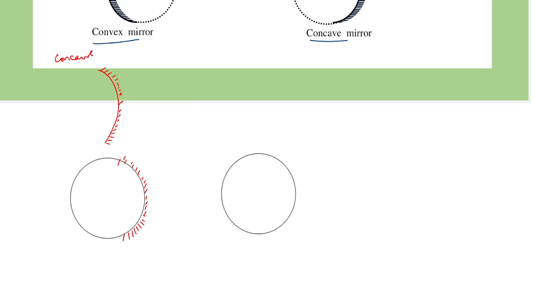You can have a case where the inner part is silvered. If you look at this part alone, if the inner part is silvered, then light falls on the outer surface and reflects. This is called a convex mirror. So if the inner part is reflecting, it's called a concave mirror. If the outer part is reflecting, it's called a convex mirror.